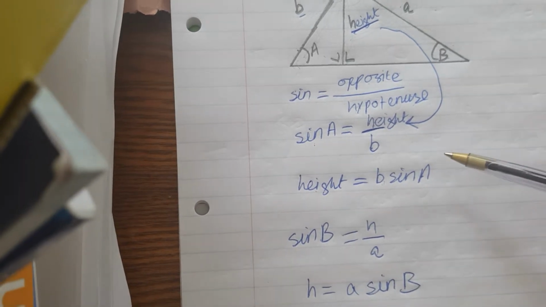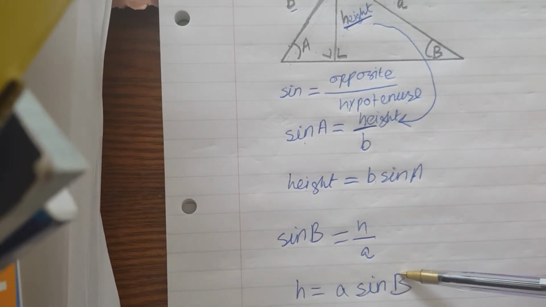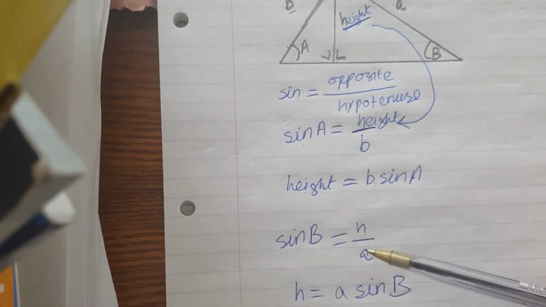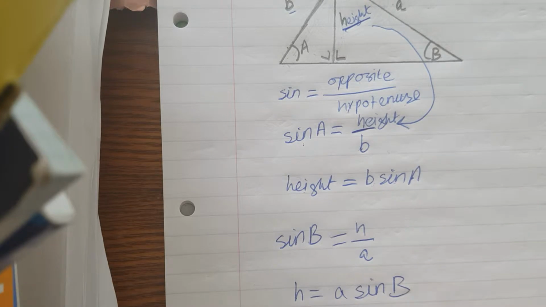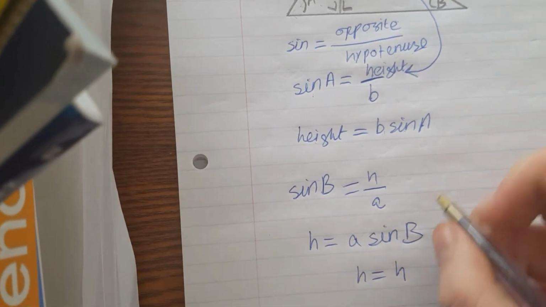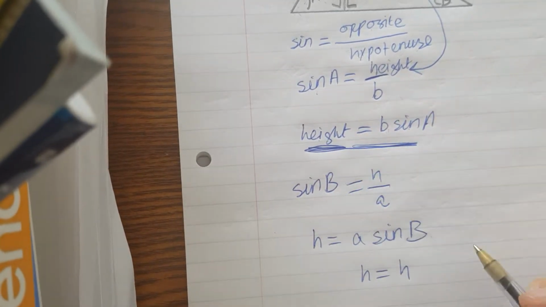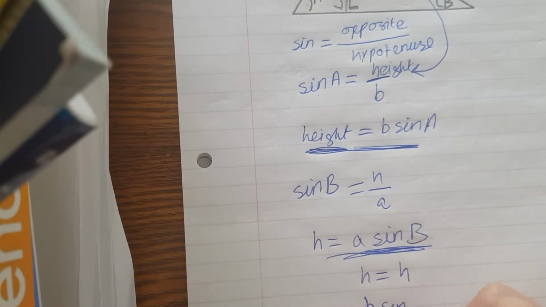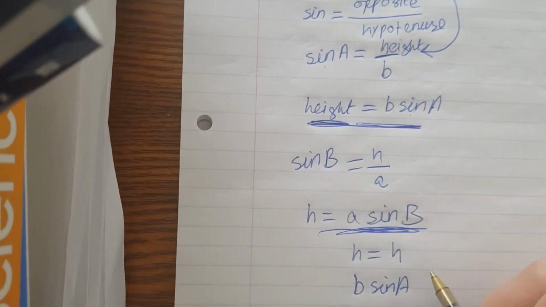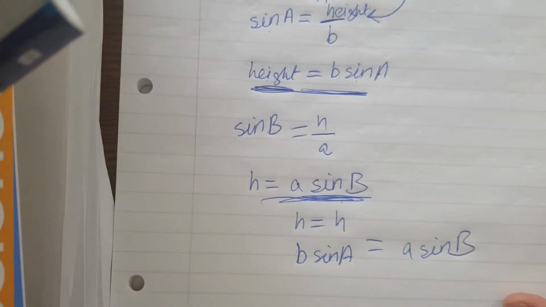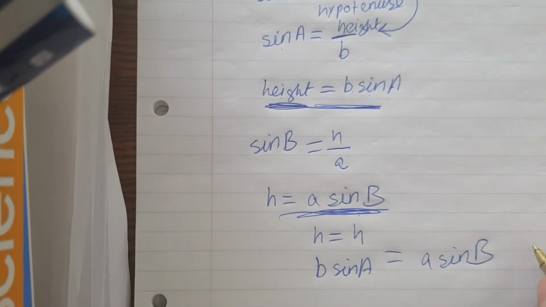Now we have our first one in terms of H and our second one in terms of H. Because they're both in terms of the exact same variable, H is equal to this and H is equal to that, we can let those two be equal. So we let b sin A, which is from here, equal a sin B, which is from here. We're going to label that equation 1.